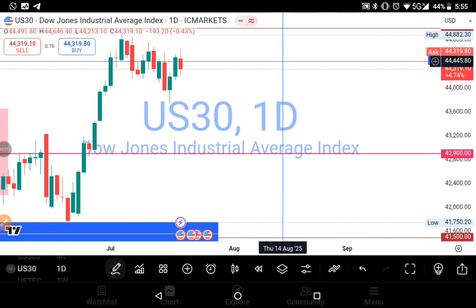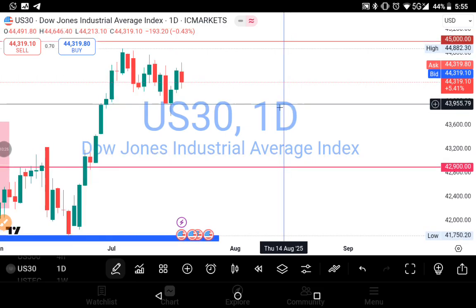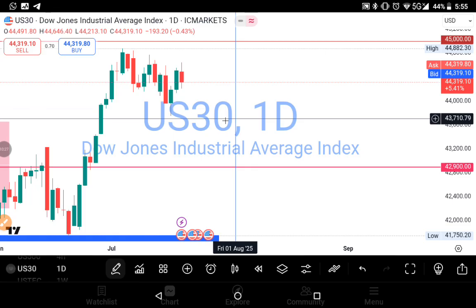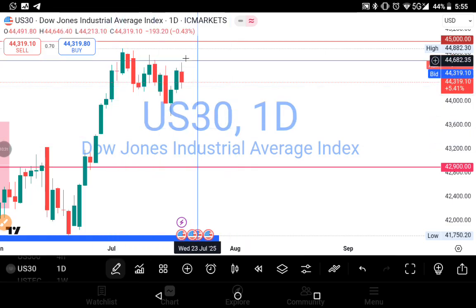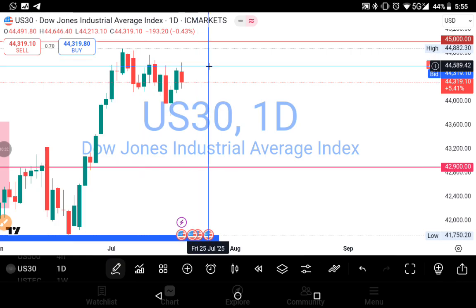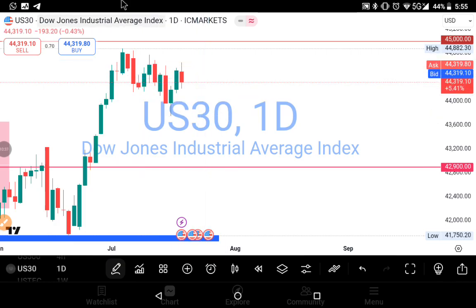I was interested in the market price delivering 45,000, but 45,000 is still left untagged. So personally, I will still stick to that bias of 45,000. I'll stick to that as long as the market price stays above 43,500.